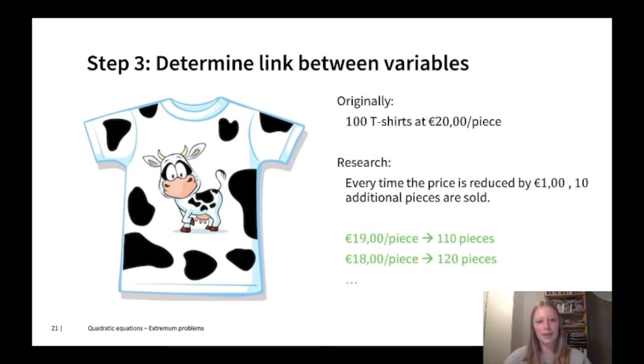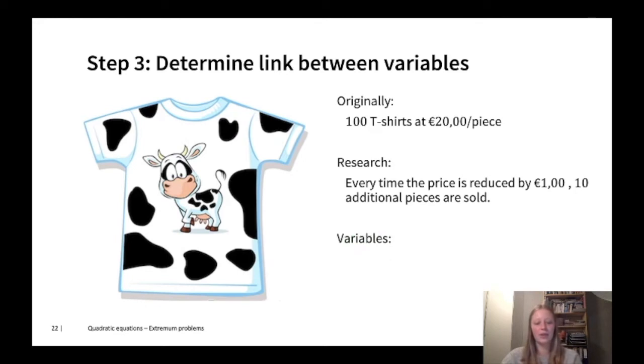Now, once again, our third step is to determine the link between the variables. So we have our two variables, but like we said previously, we need to also look at all of the other information. So we know that originally she sells 100 t-shirts a month at $20 a piece. And research has taught her that every time that she reduces the price by €1, she can sell 10 additional pieces. So that means if she reduces the price once, so she sells them at €19 a piece, she can sell 110 pieces. If she sells them at €18, so that means that she's reduced the price twice, she can sell 120 pieces, and so on.